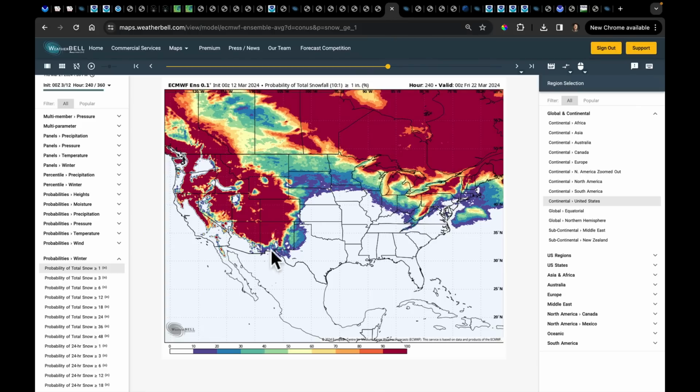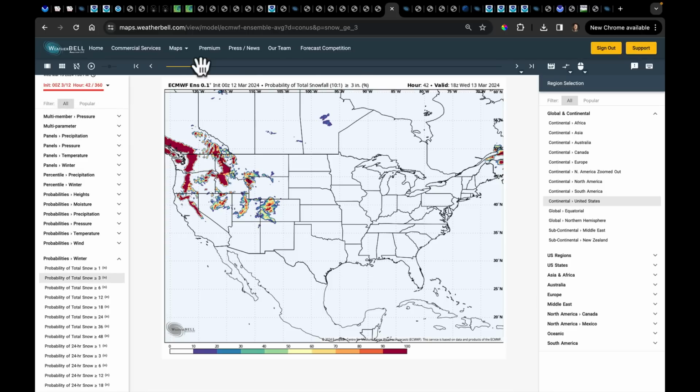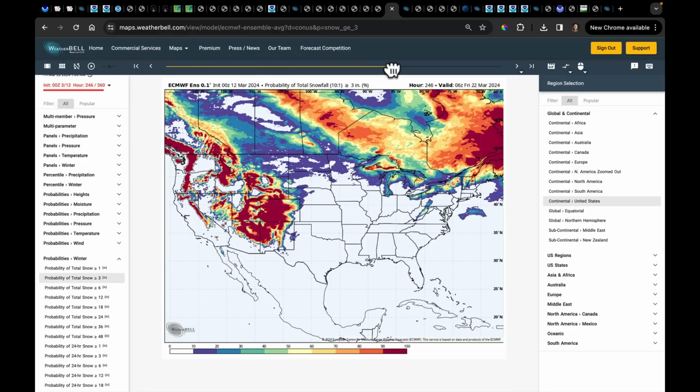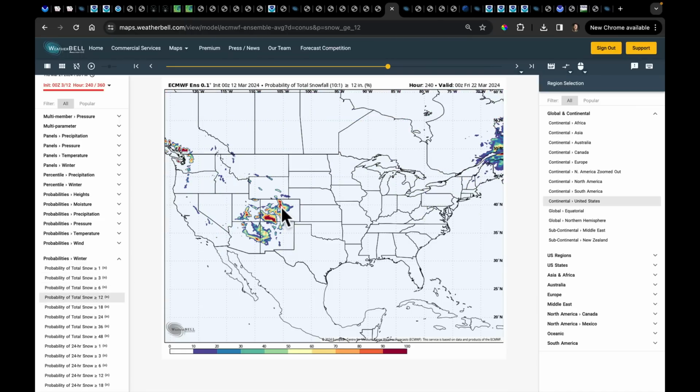But it's there in the ensembles as well. Here's the chance over the next 10 days of 1 inch. Here's the chance of 3 inches. I just got the new run in. Let's go back and grab that for you. Here's the chance of 3 inches of snow, 6, 12. See that little spot? 18. And it's going up to 2 feet. Why not? So big event coming into this area.